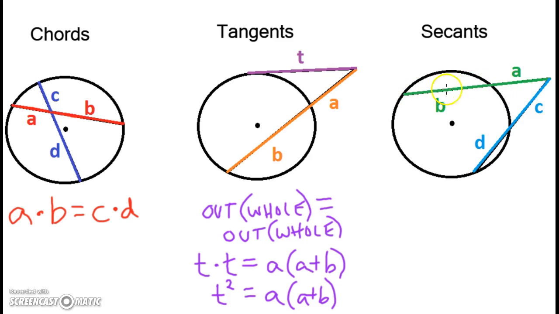But in this case now, we're talking about the segments, not the angles. And so we're going to do the exact same thing. Outside times the whole thing equals outside times the whole thing. So on this first secant, the part that's on the outside is A, and the whole thing would be A plus B. And on this second secant, the part that's on the outside is C, and the whole thing is C plus D. Now, if you watch the examples videos, you'll see me do some of these in problem form where we're actually solving for a missing piece.